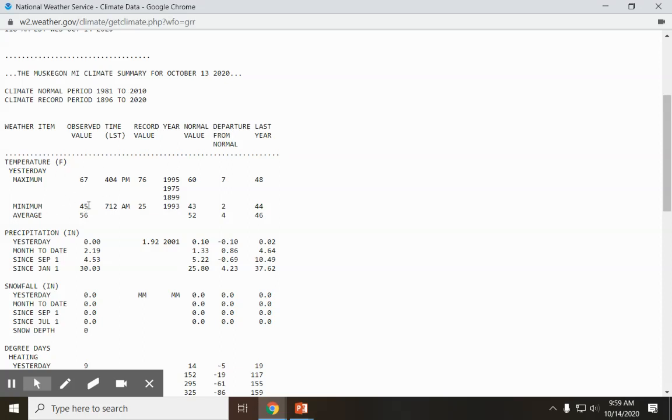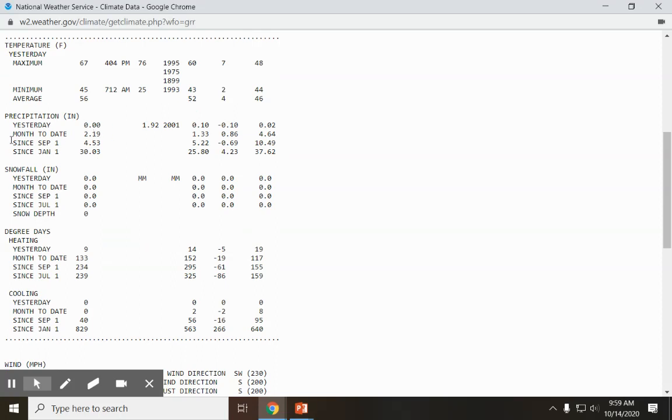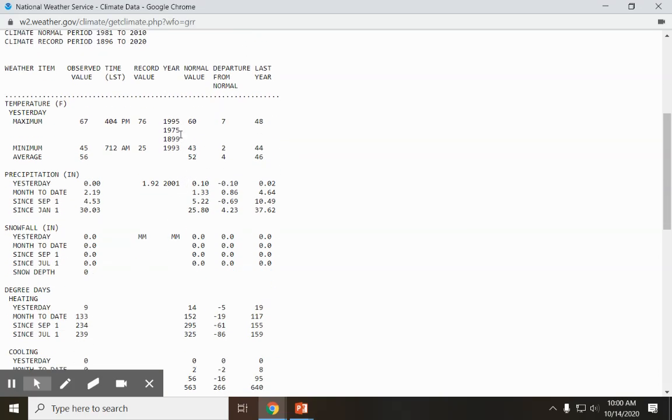The minimum yesterday was 45, and normal is 43. The average between the high and the low is 56 and 52. The record low for this date was 25, set in 1993. You can see the precipitation. The record precipitation for this date was almost 2 inches back in 2001, and the normal value is about 1/10 of an inch.